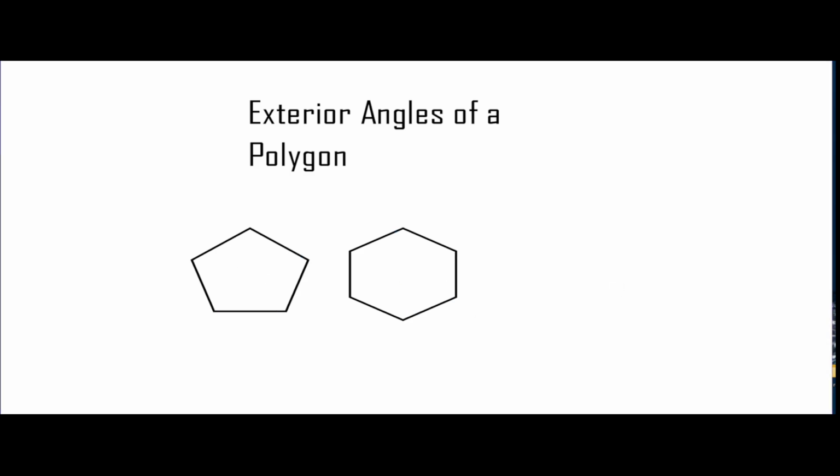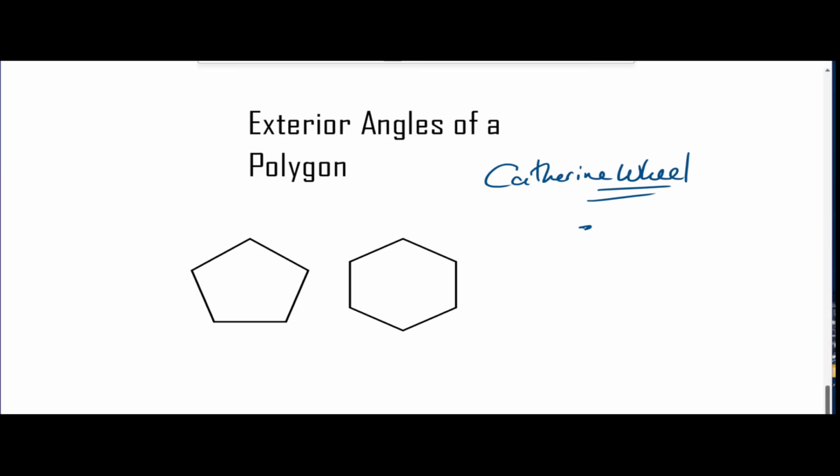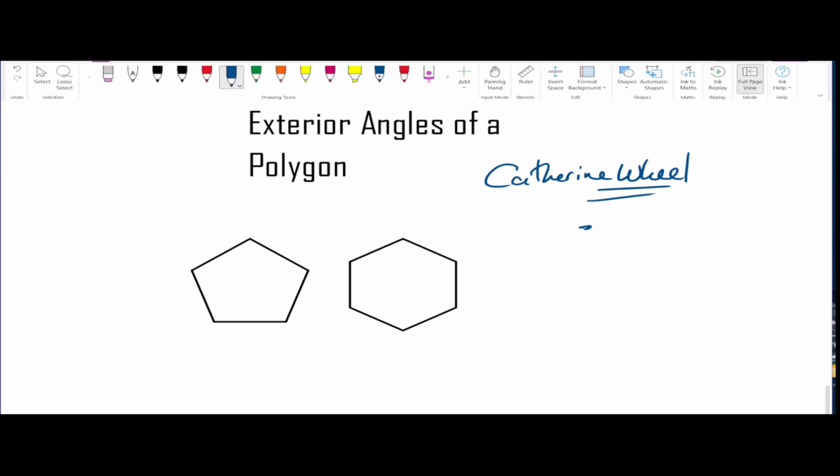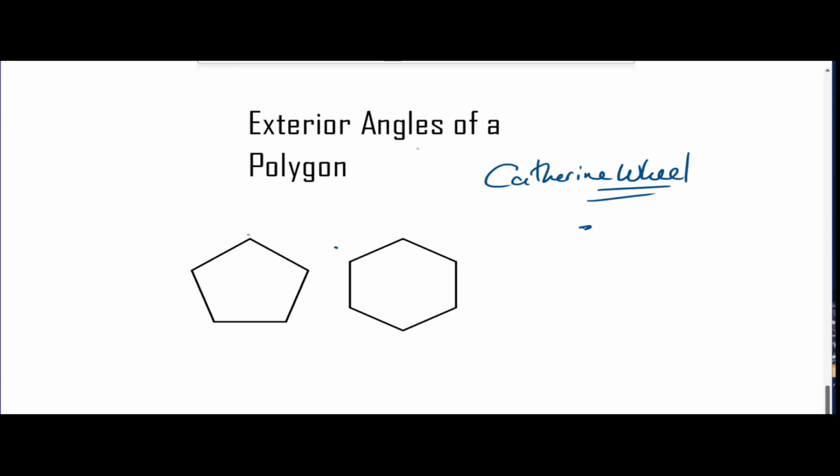All right, with that said, let's have a look at the exterior angles. I'm often reminded of a Catherine wheel, which is a firework. And you'll see what I mean, because I'm going to splice in a little video of one now. Okay, so if we have the exterior angles, oh, my program died on me there.